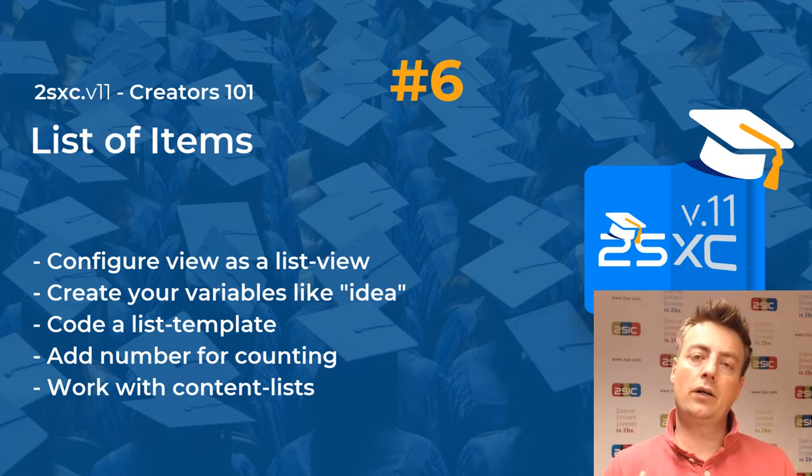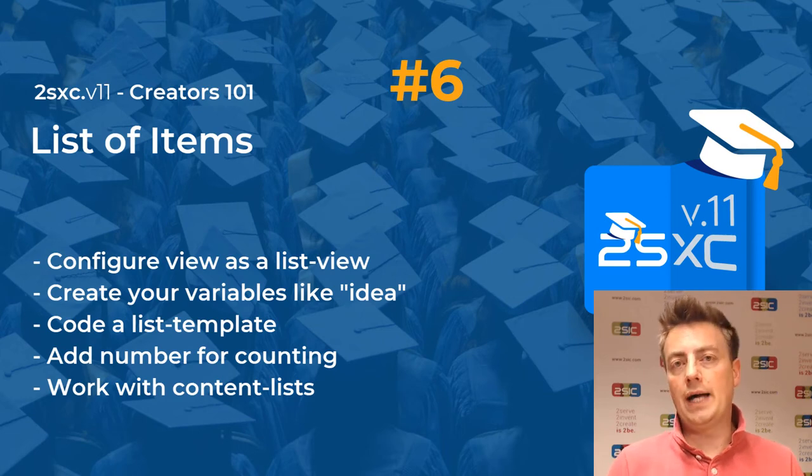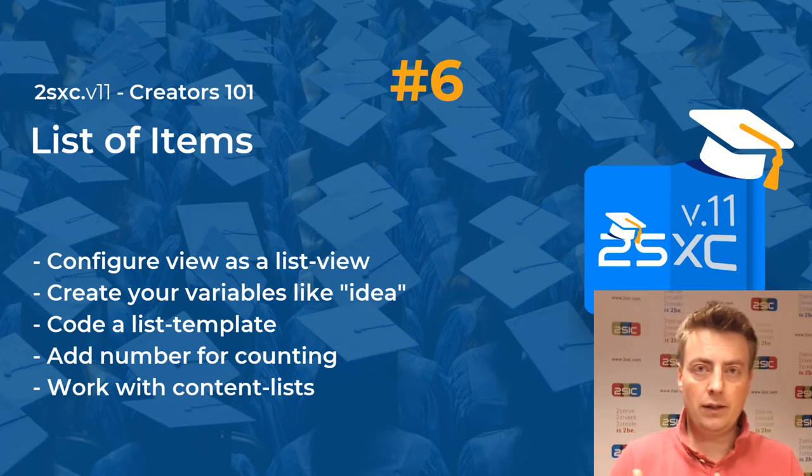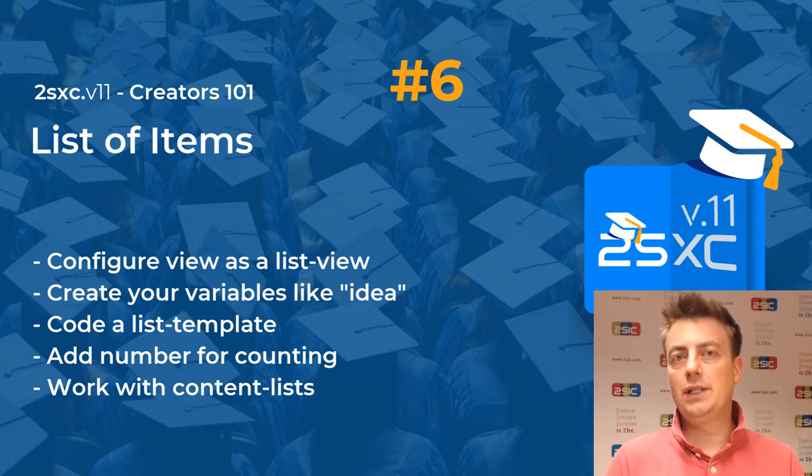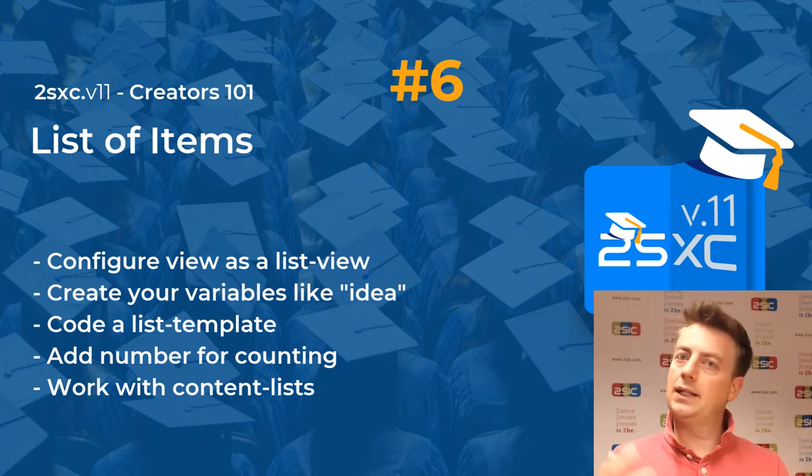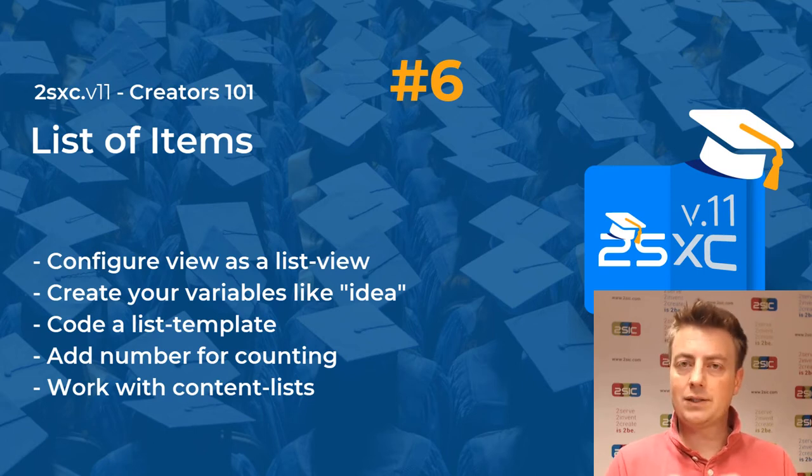So we're going to look at how to configure a list to do that, a view, and how we're going to make the template know this and output each item. We're going to go through this and explain a few factors of how content lists work, because they're a little bit different from data lists, which we'll look at in a future video.